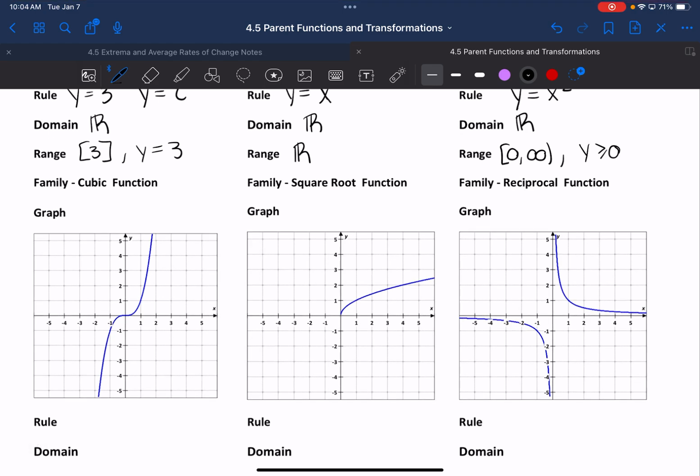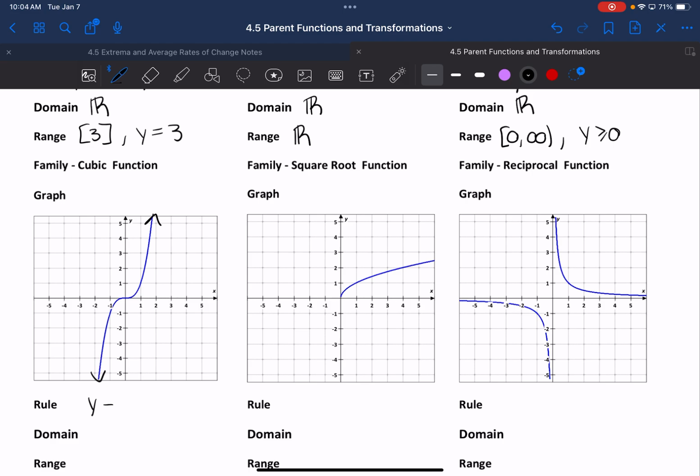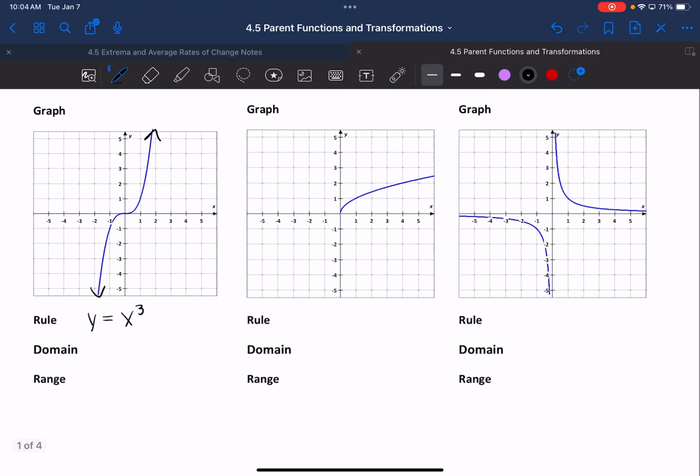So this next one is what we call a cubic function. So any idea what the equation of a cubic function is? X cubed. Right. So our rule here, or our equation, is just y equals x cubed. Perfect. Okay, what would you guys say that the domain of this function is? All real numbers. Good. And what about the range? Also all real numbers. Very good. Okay.